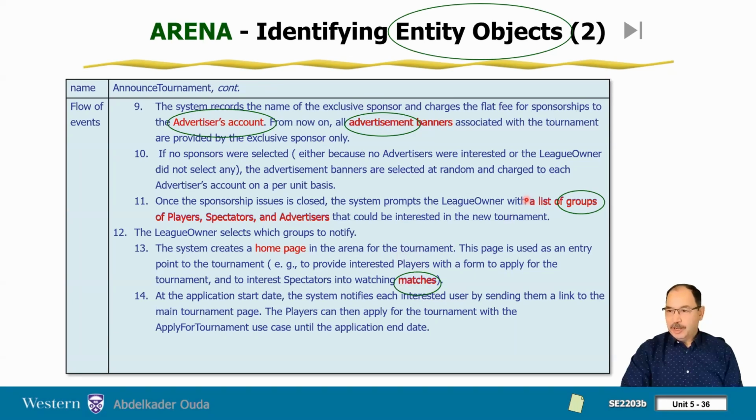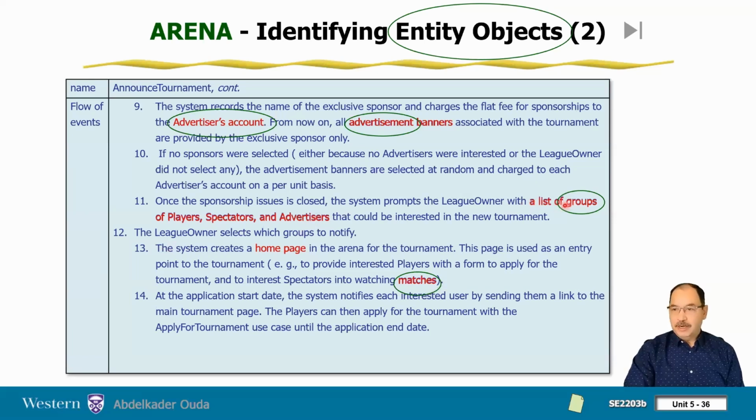Wouldn't the spectator be an entity class? Look at this here, I represented it by this group. We say that the league owner will be prompted with a list of groups: groups of players, groups of spectators, groups of advertisers. Not all spectators are going to be notified, not all the players are going to be notified, not all the advertisers are going to be notified. It is a subset of these, and we represent them by a group.